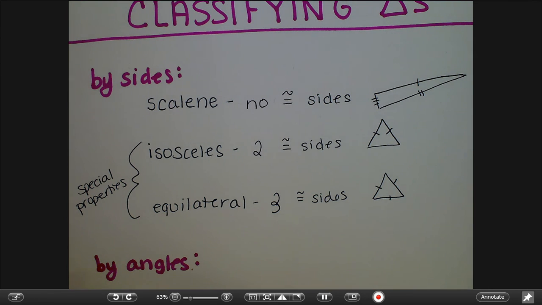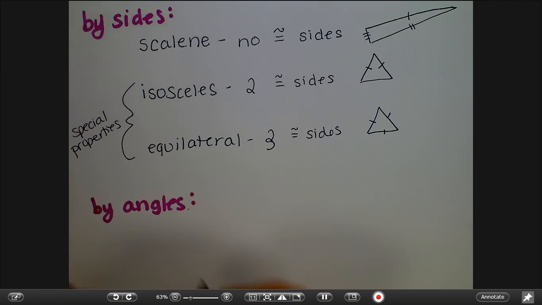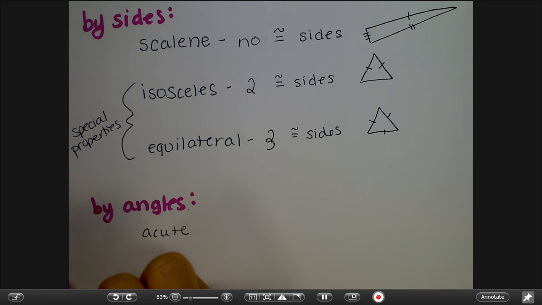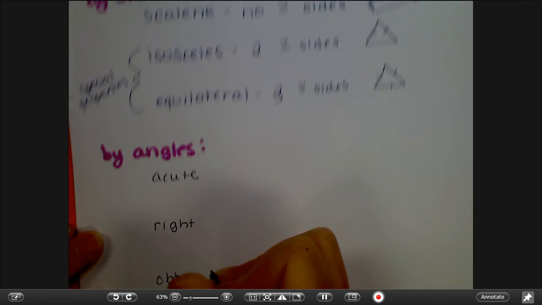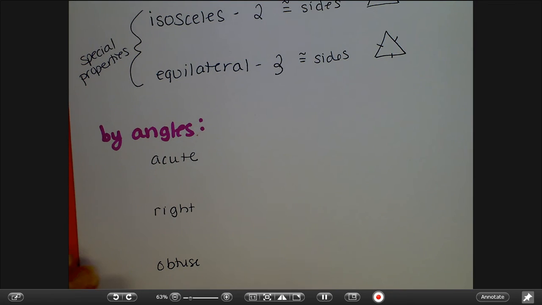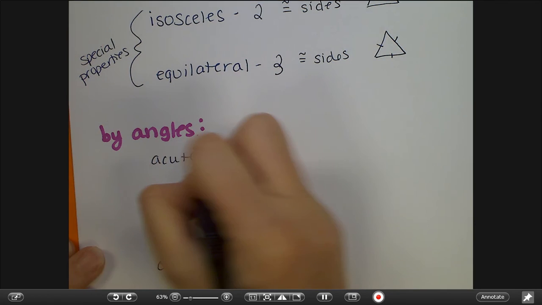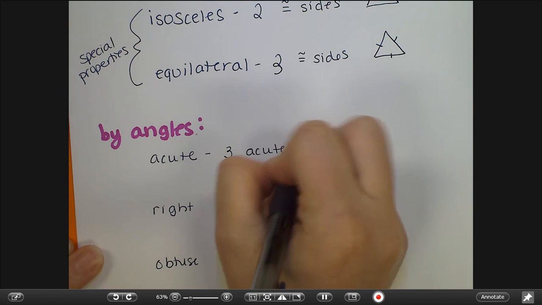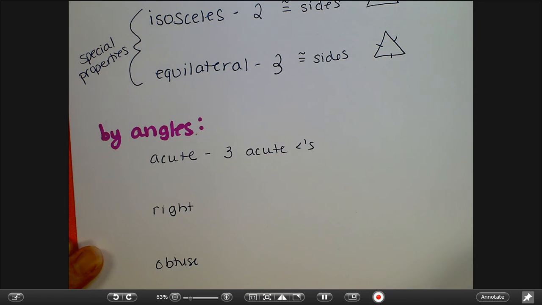All right, and by angles, we have acute, right, and obtuse. The same names as we use for just how to classify angles. Acute triangles have three acute angles. So all of the angles are under 90 degrees.